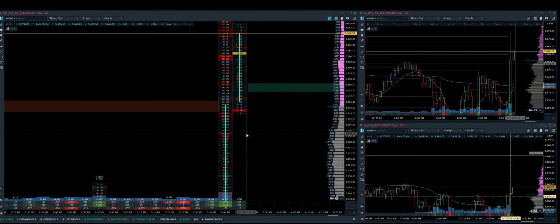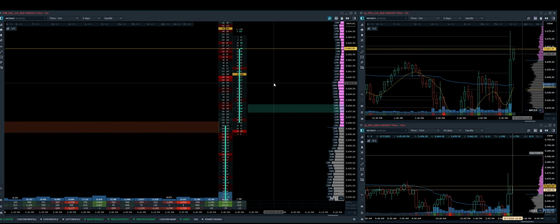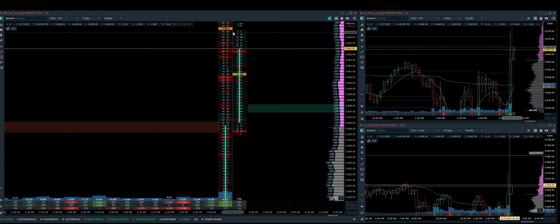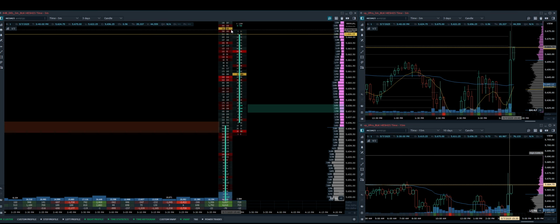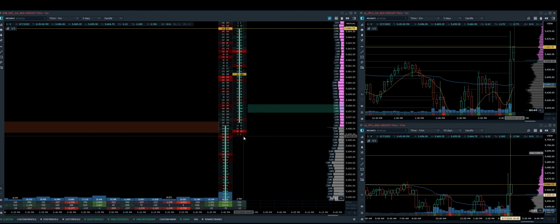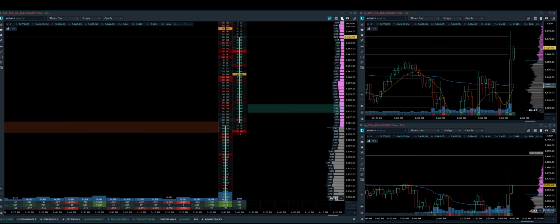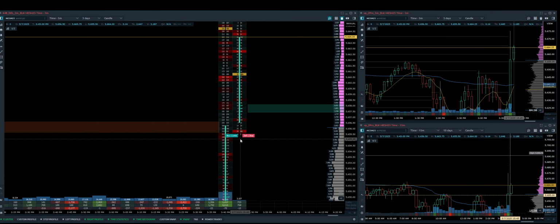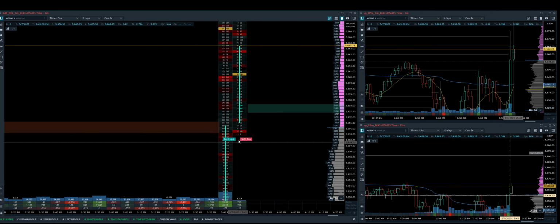It's going to fake somebody out right here. Just coming down. There's a point of control right here. This will be a good short right here, right under here, like right in this area.